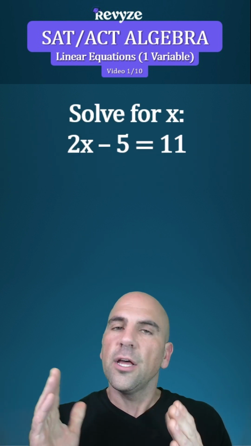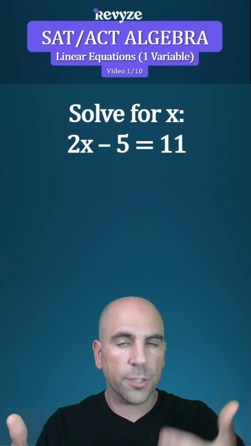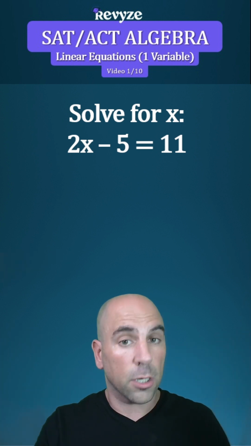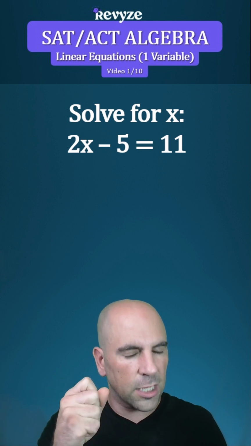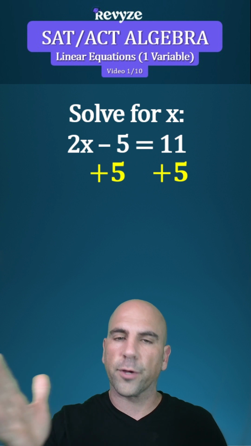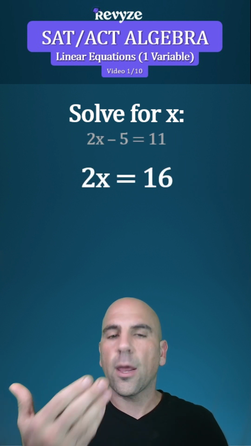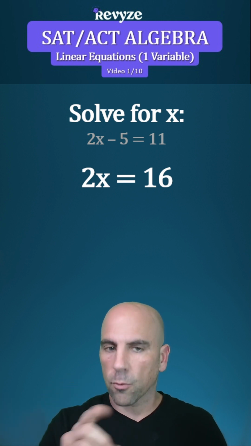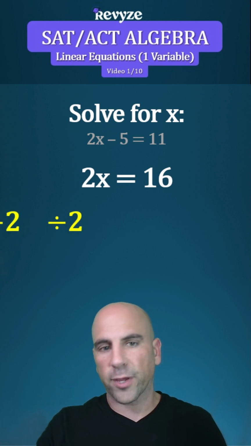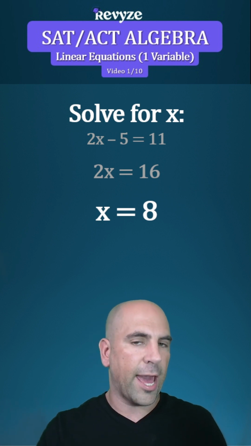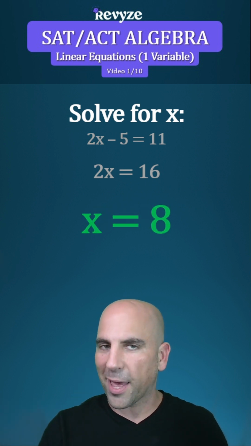Solve for x. This is pretty basic algebra. You will see a couple of these questions on here. So let's get this out of the way and make sure that you've got this locked in tight. All right, so first thing we want to do is get x by itself. We're going to add 5 to both sides, and we are given now 2x equals 16. Next step, get x by itself. We've got to divide both sides by 2. And of course, the answer here, x is 8. Pretty easy, not bad.